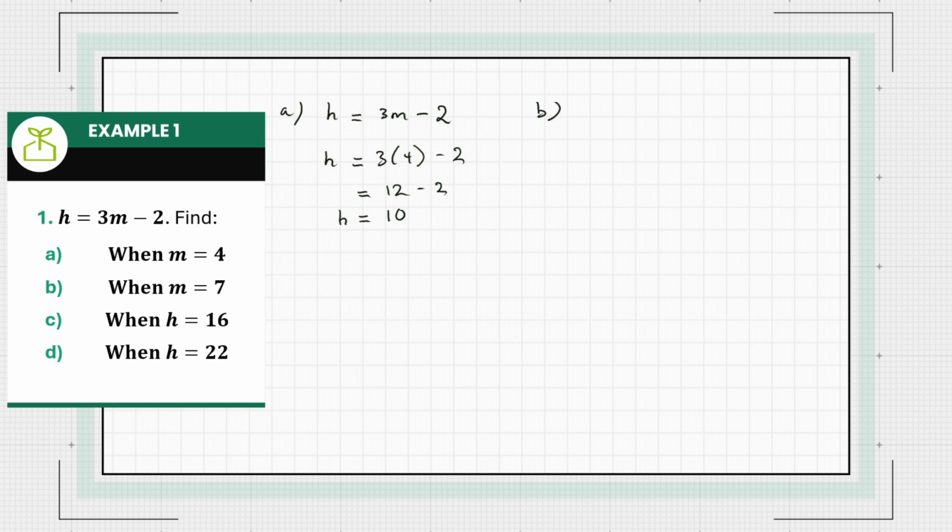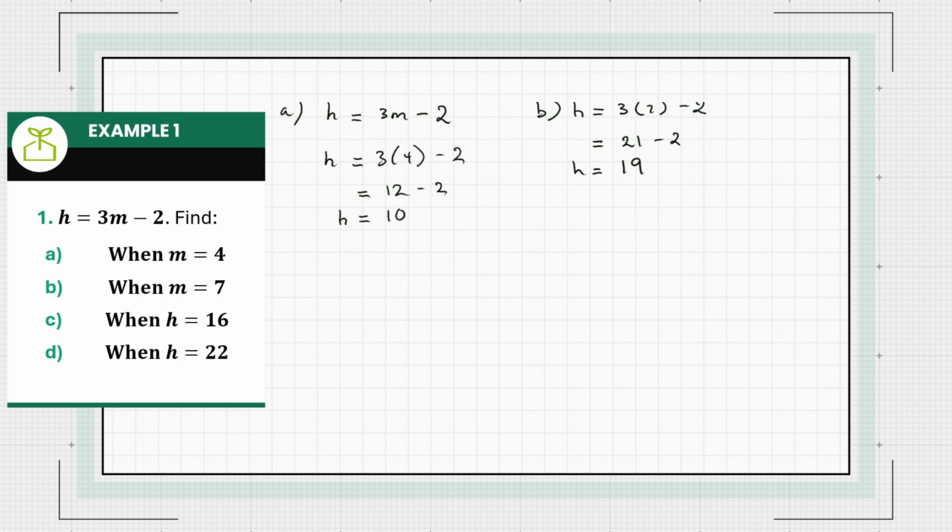Then for b, we're going to change the value again. So perhaps we've decided that we need our houses to be further apart, and we've decided that the right amount for that is when m equals 7. So we can apply the same formula, but change m to be equal to 7. In this case, 3 times 7 is 21 minus 2, and that means h is equal to 19.